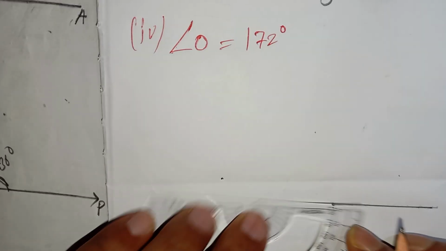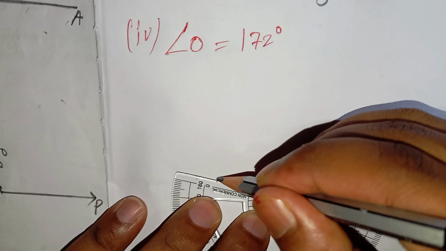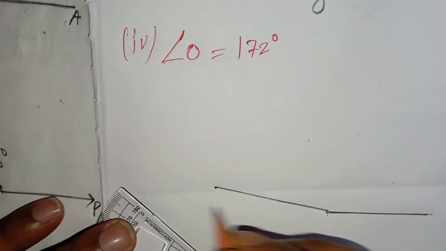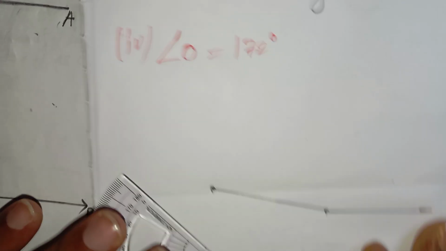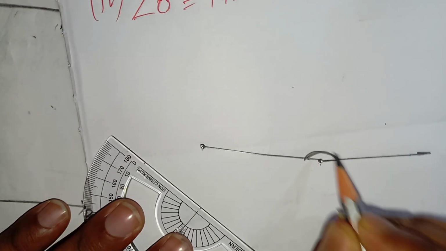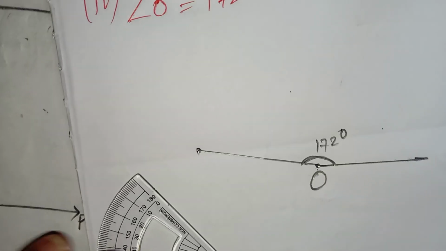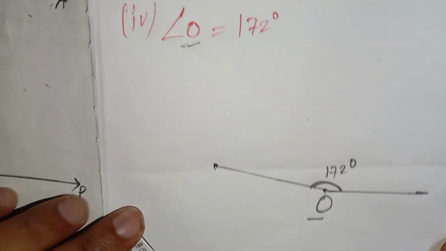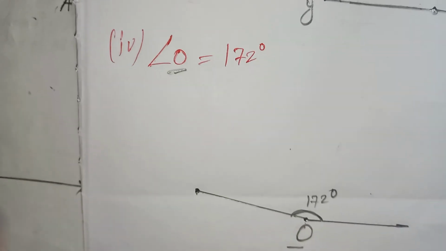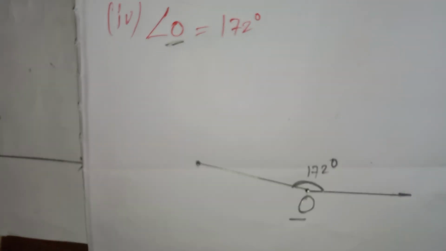So the angle is made like that, not totally straight. How much is this angle? 172 degrees, and this is O. Here O is given, that's why I put it over here. This is 172 degrees. I hope this question is also clear to you. If it is clear, then let's talk about the next one.